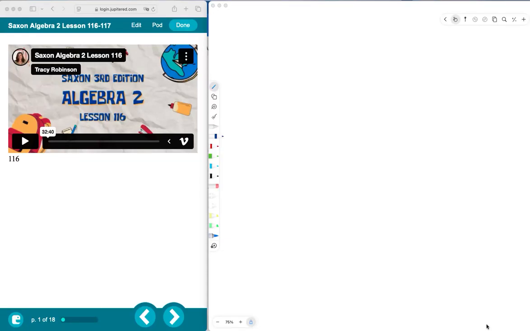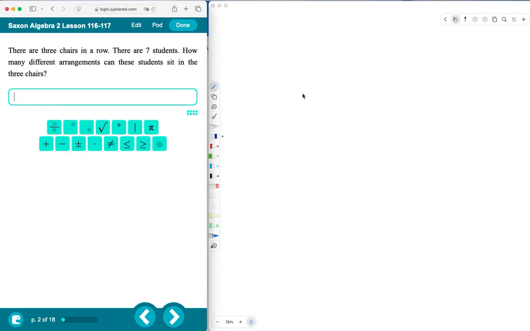Okay, Abigail. So, lesson 116, this is where it starts to get fun in algebra and it's less tedious. So, we're going to talk about the fundamental counting principle and permutations, probability, and independent events. So, first of all, fundamental counting principle and permutations.